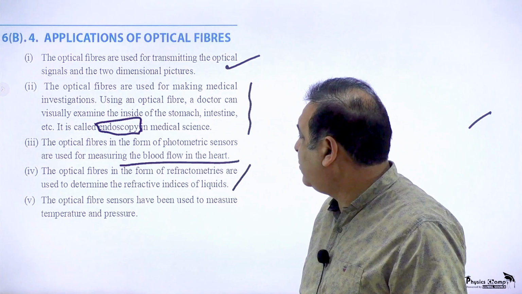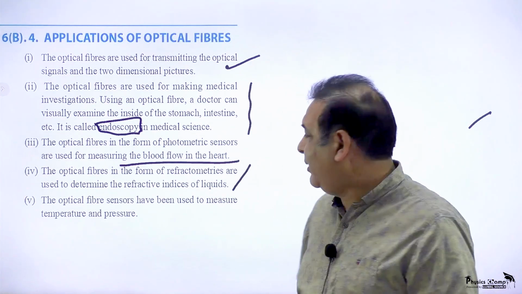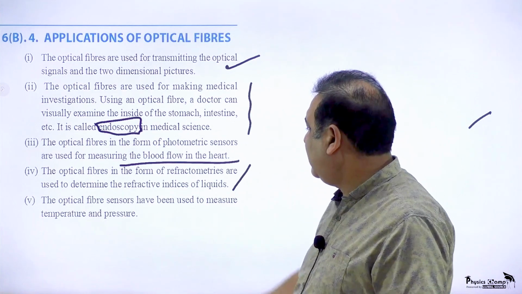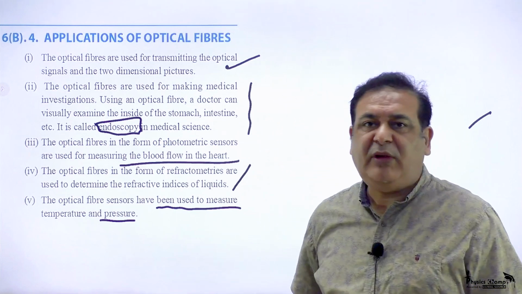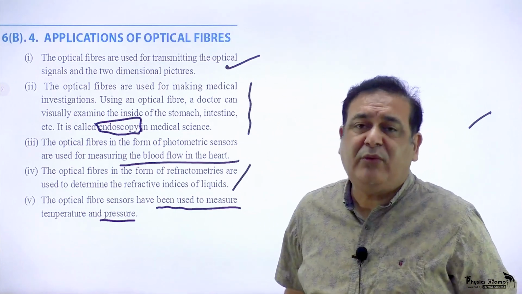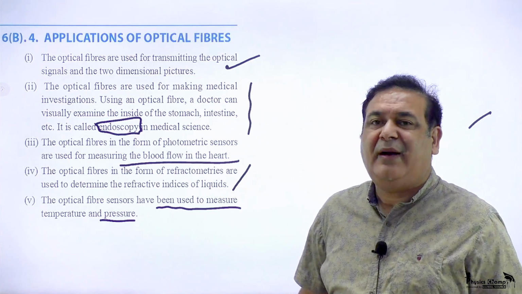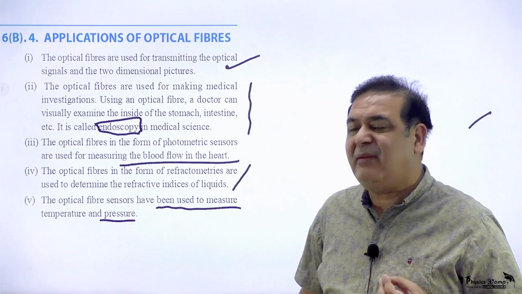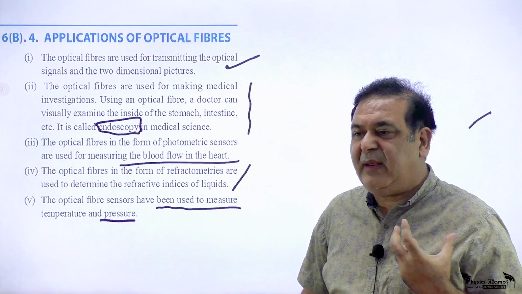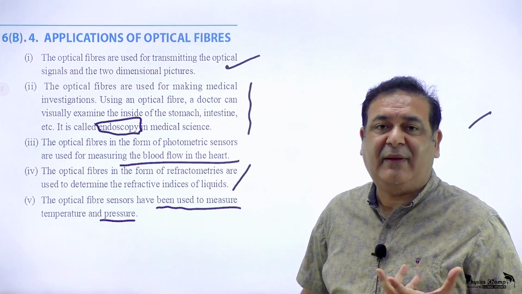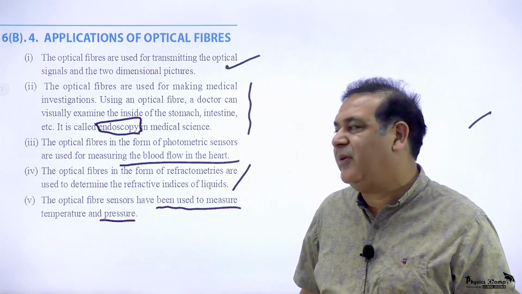Then refractometers are used to determine the refractive index of a liquid. And these sensors have also been used to measure temperature and pressure. So these optical fibers are very useful. They are being used in many places, and because of their small size, their flexibility, and their capacity to carry the optical signal, you will see them in the times to come almost everywhere around you.